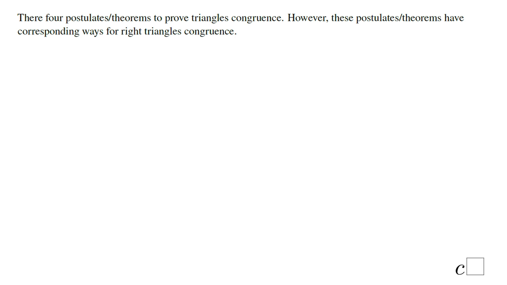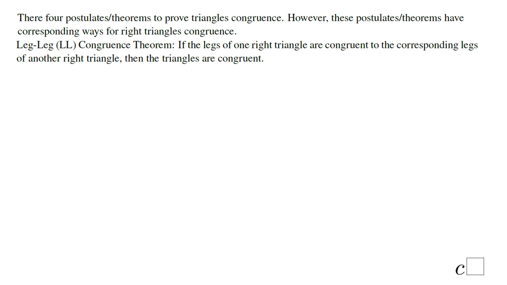In this lesson we will talk about congruence, but we're going to talk about right triangle congruence. There are 4 different ways to prove right triangles congruent, and the first one is what we call the leg-leg congruence theorem, which says if the legs of one right triangle are congruent to the corresponding legs of another triangle, then the triangles are congruent.